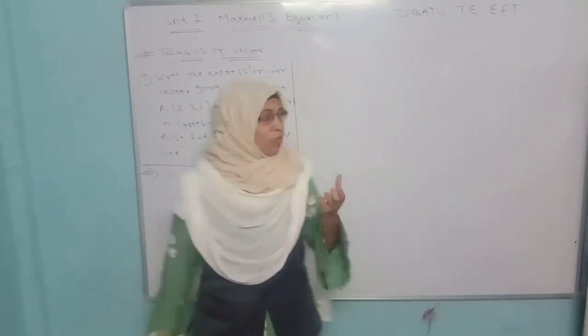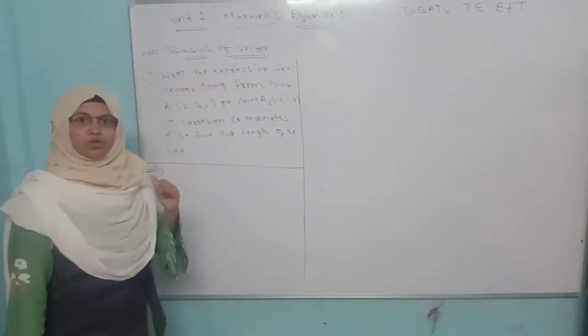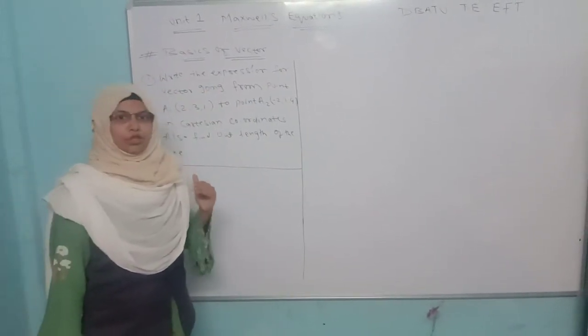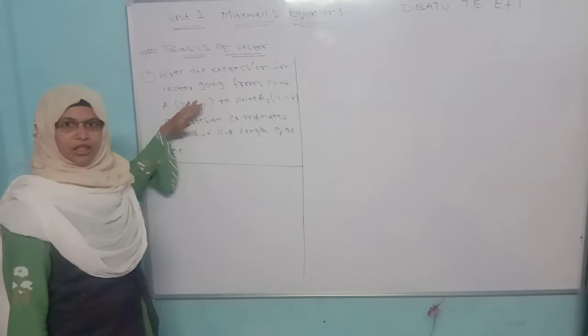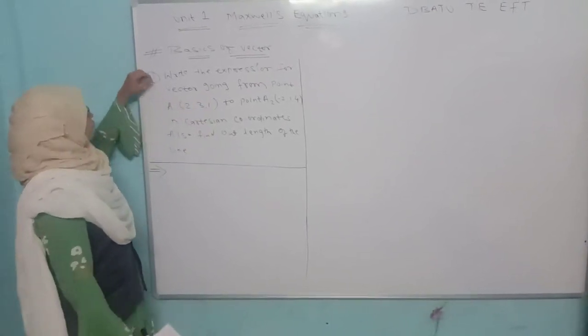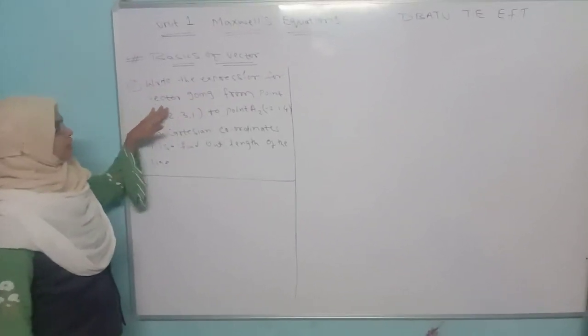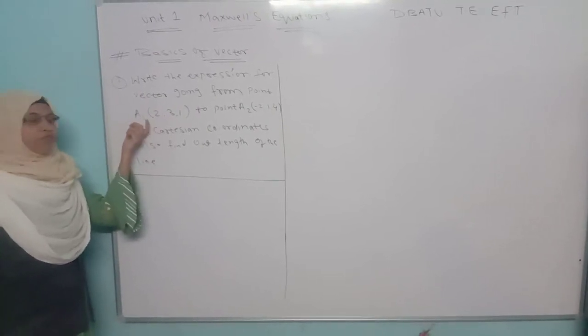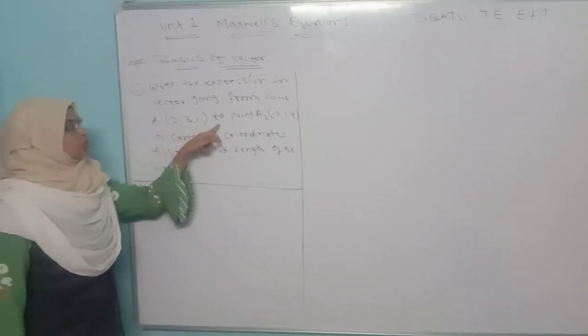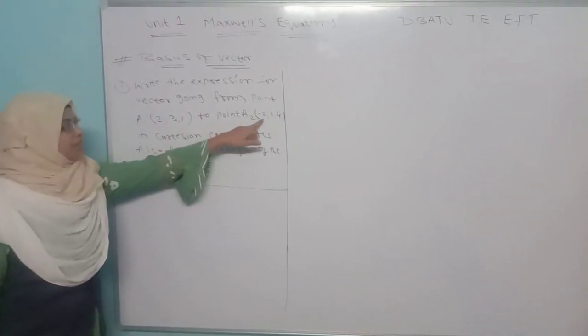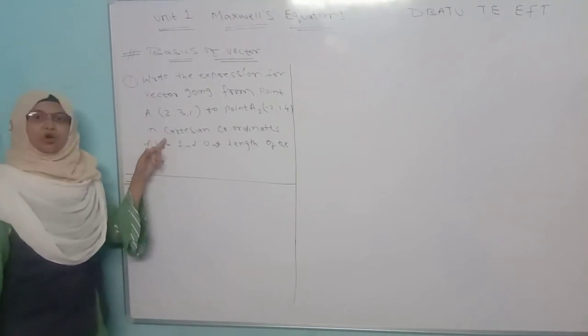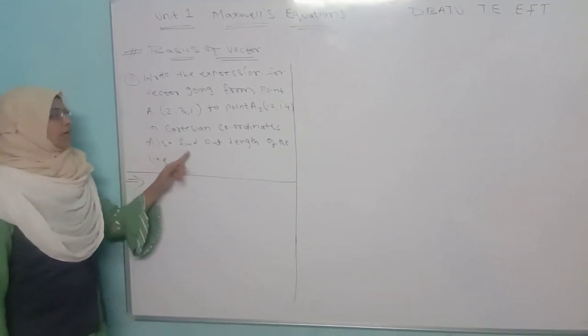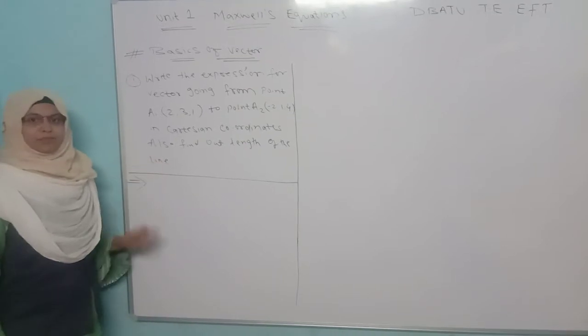How is that possible? We will go through it one by one with the help of numericals. I mention here numerical number 1, just go through it, all of you. Write the expression for the vector going from point A1 (2, 3, 1) to the point A2 (-2, 1, 4) in the Cartesian coordinate system. Also find out the length of the line.